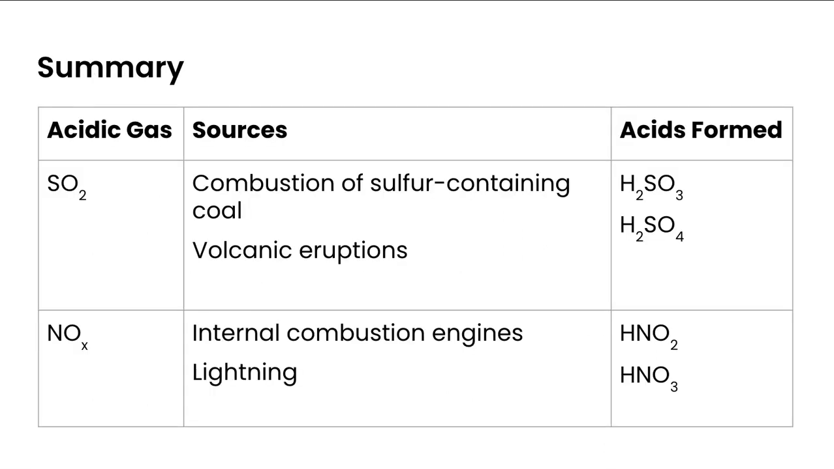Just to summarize, we have two acidic gases: sulfur dioxide and the nitrogen oxides. Sulfur dioxide comes from the combustion of sulfur-containing coal or volcanic eruptions. There are other sources, but those are two key ones that you should know. They form either sulfurous or sulfuric acid. Nitrogen oxides come from either internal combustion engines or lightning, and they will result in forming nitrous or nitric acid.